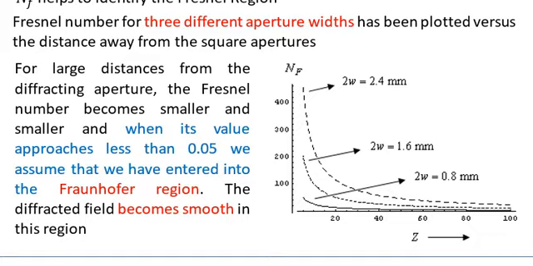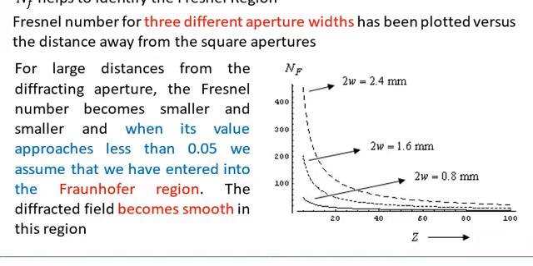But you can see that with 2W equal to 2.4 millimeter, the Fresnel number is not 0 even at Z equal to 100 millimeter. This indicates that the NF value is significant at Z equal to 100 millimeter, so we are still in the Fresnel region. Further explanation will also be given to clearly mention for what value of NF we are in the Fresnel region.